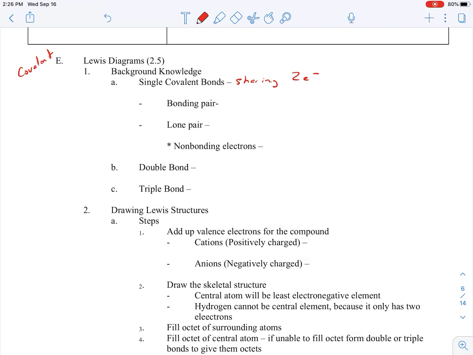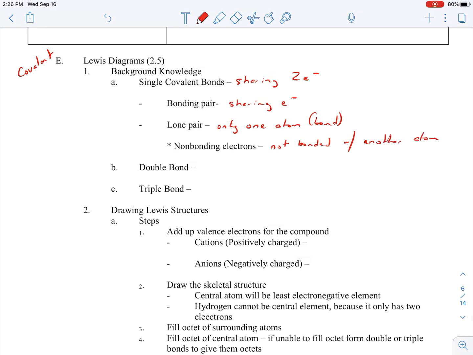So we're sharing 2 electrons. Some other words that we need to know: bonding pairs, these are the ones that are actually doing the sharing. A lone pair is focused only on one atom. There is no bond there, which makes sense. And these lone pairs are called non-bonding electrons. So these non-bonding electrons are obviously not bonded with another atom. They are focused solely on one atom.